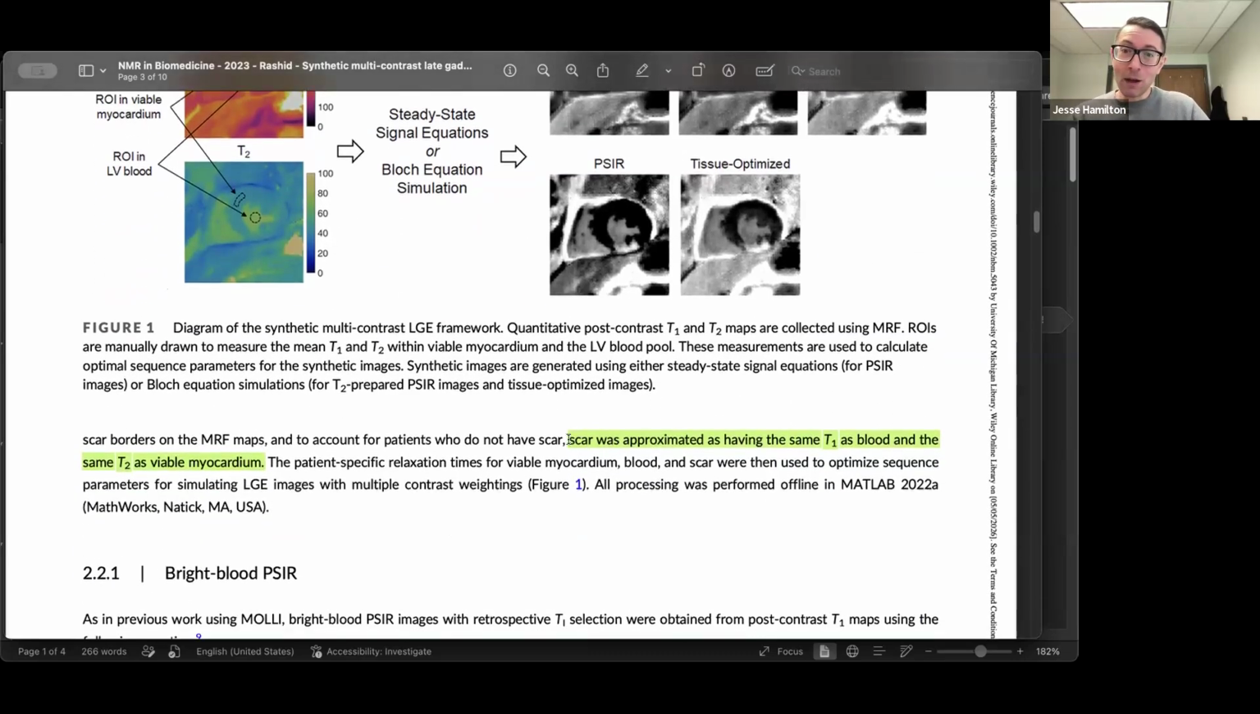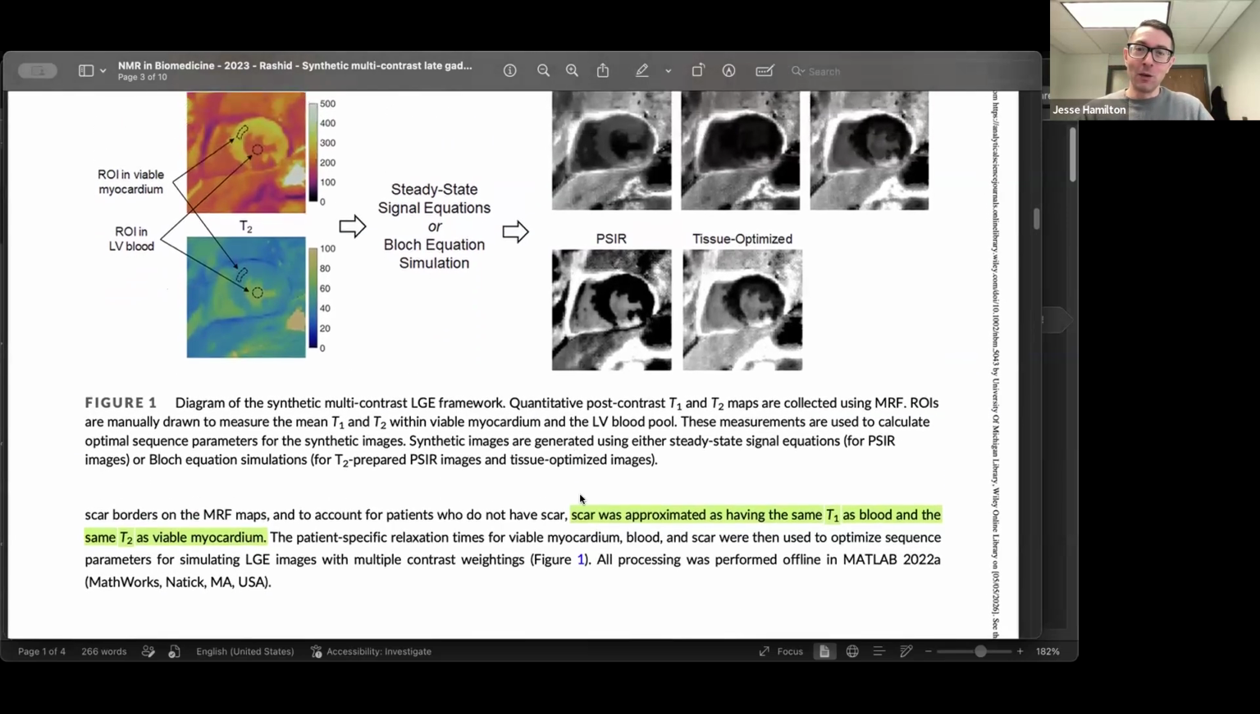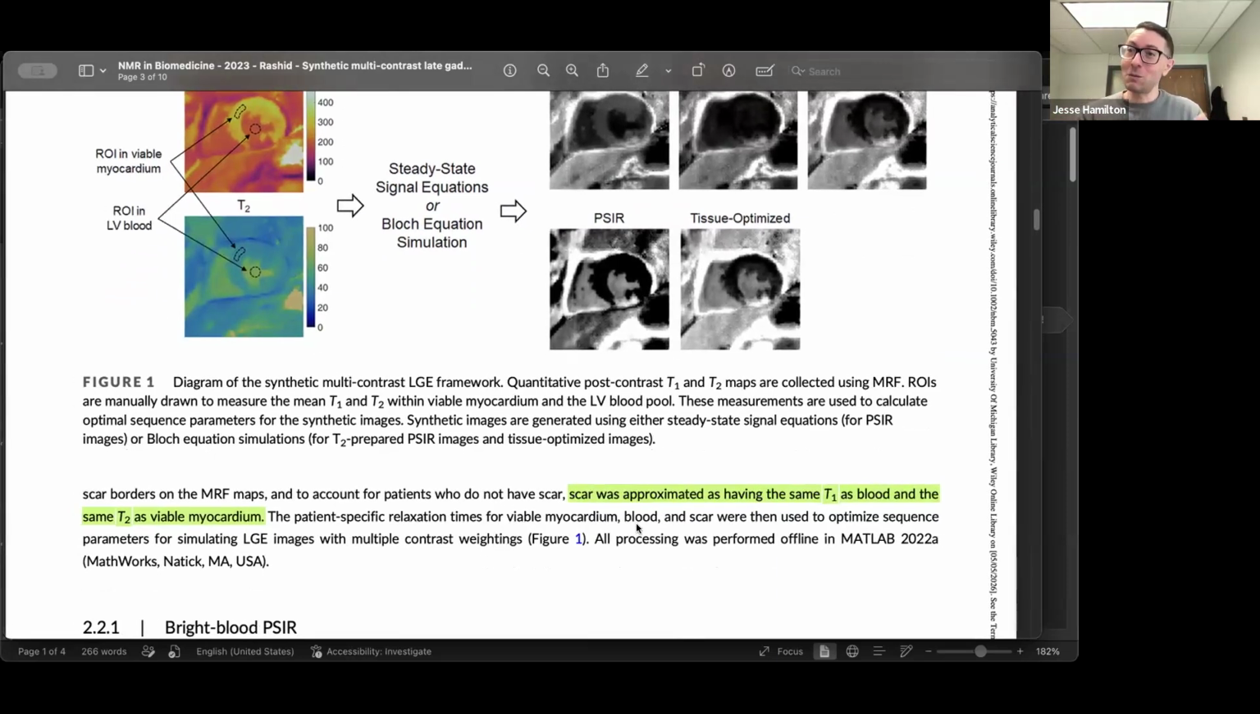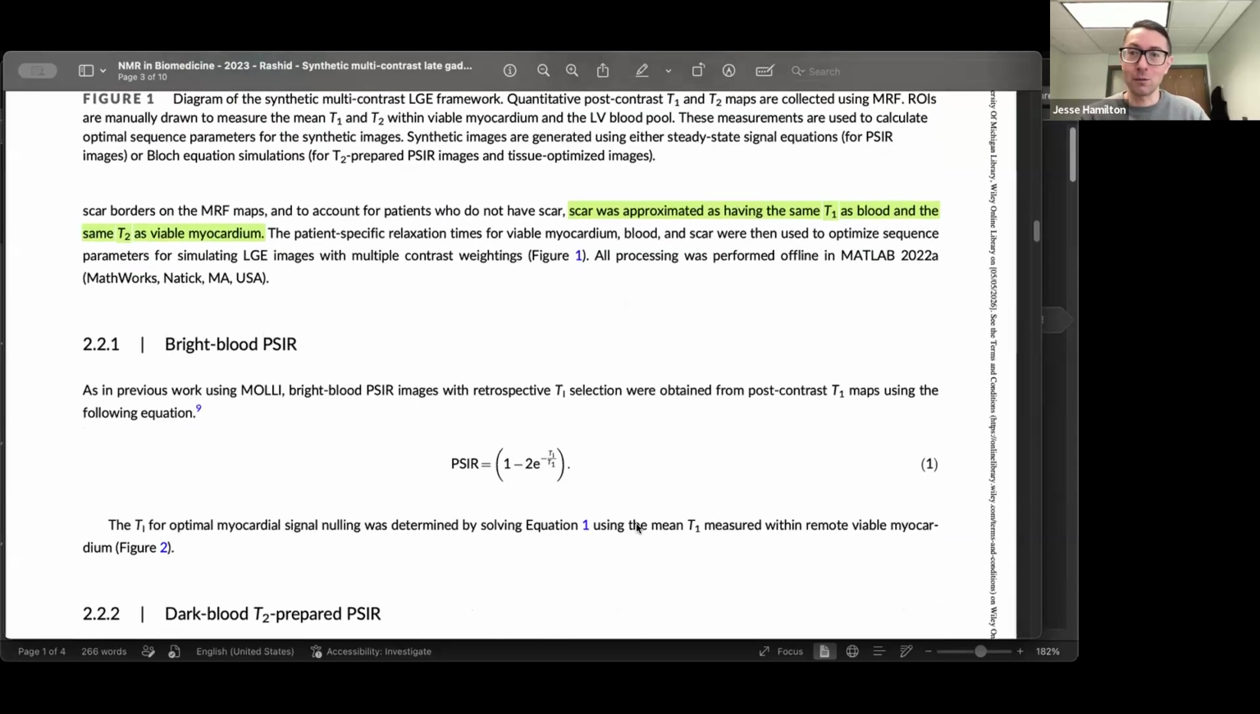I guess maybe one detail about the methods is that, to account for cases where patients may not have any abnormal enhancement, we chose not to draw an ROI in the scar. And we approximated the T1 and T2 of scar as having the same T1 as blood and the same T2 as viable myocardium. And I'll show you some results later that justify that assumption.